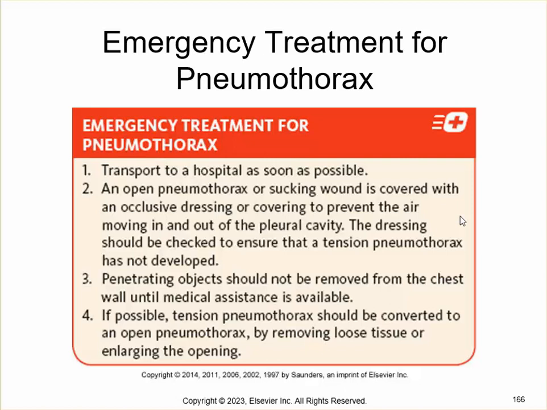You don't want to remove any penetrating objects, because it can take an open pneumothorax and make it into a tension pneumothorax. If the flap is being held open by the wood splinter or whatever, the piece of metal, then you're not going to get the tension. As soon as you take that out, you're creating the flap that's going to give tension pneumothorax.